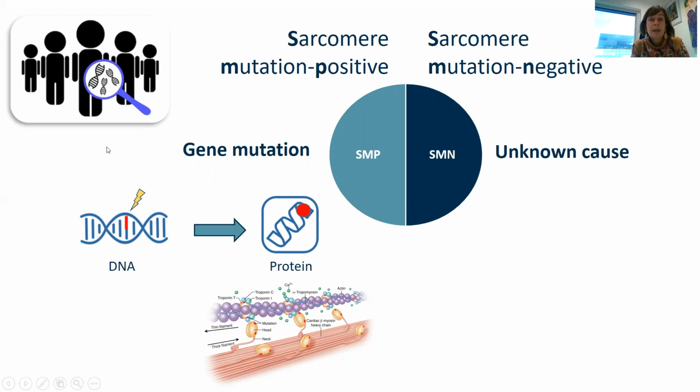But what was striking is that in this trial, there were also many people who are not sarcomere positive. And that's something striking of this whole group of patients, that 50% of the patients with hypertrophic cardiomyopathy actually do not carry a sarcomere mutation. So basically, the exact cause of the disease is unknown.